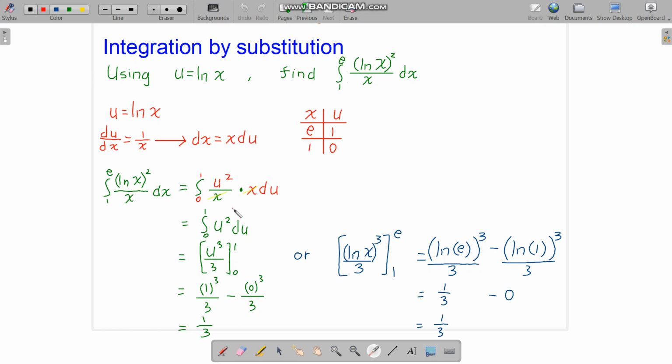And now we replace everything, the x cancels out, and we can integrate. We get this, and this is the final answer. Or you can also substitute the u back to ln x, and now you can use the terminals in x. The original terminal in x is this, from 1 to e. Plug in and you get exactly the same result.